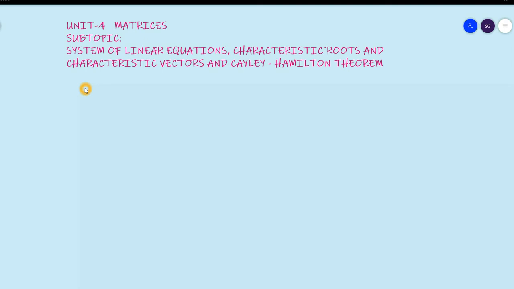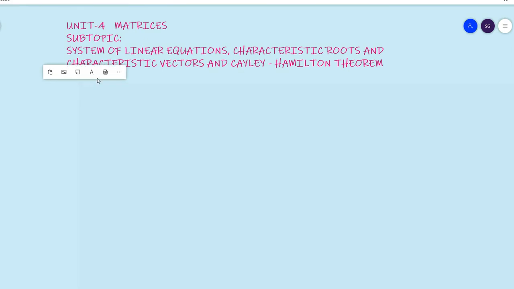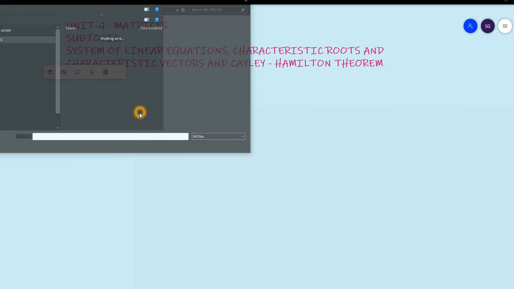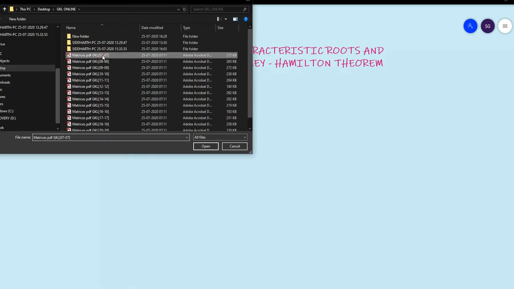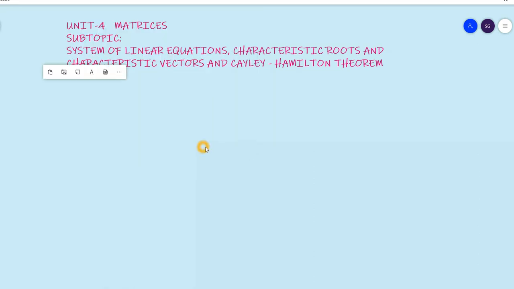Today my topic is system of linear equations, which is a subtopic of Unit 4 Matrices of Paper 6 Linear Algebra. So, system of linear equations. Here, system indicates that the equations are to be considered collectively rather than individually.